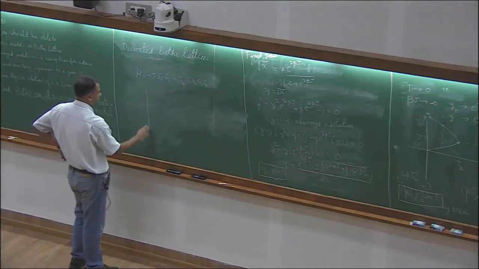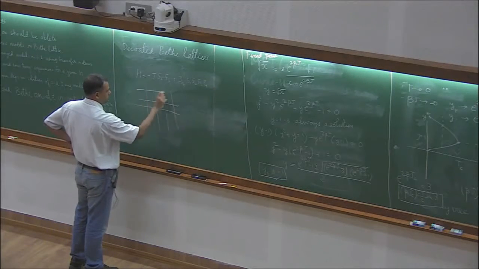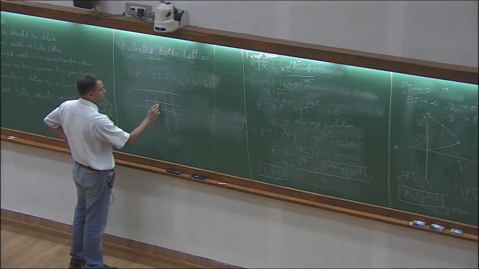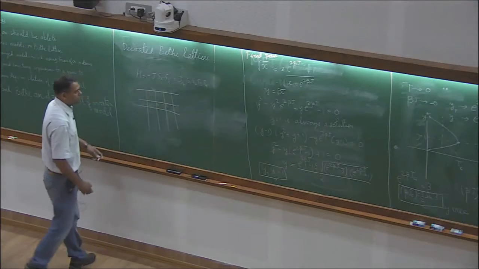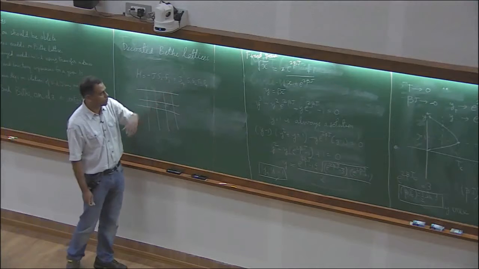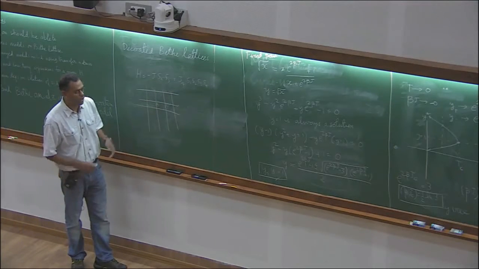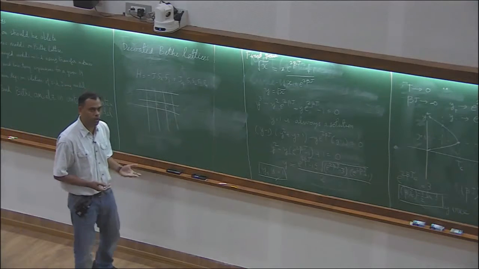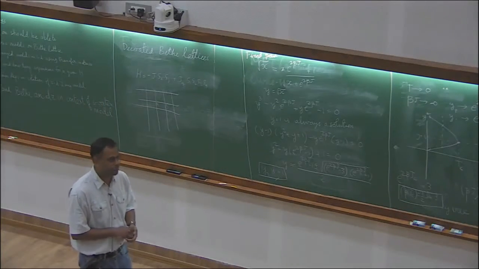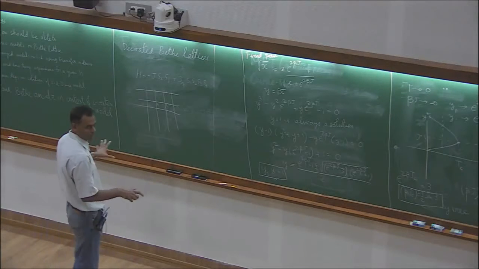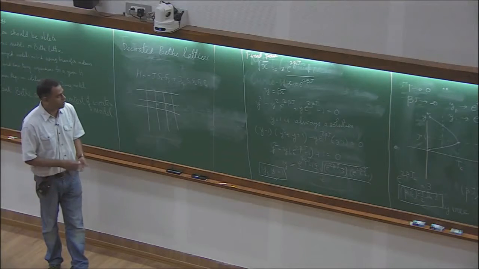So on a square lattice, this is S1, S2, S3, S4. Suppose I had an interaction which depended on this plaquette. Now on the Bethe lattice, it's not possible to define a plaquette, for example, because now there are no loops coming in. But suppose you want to do models like this, it's still possible.